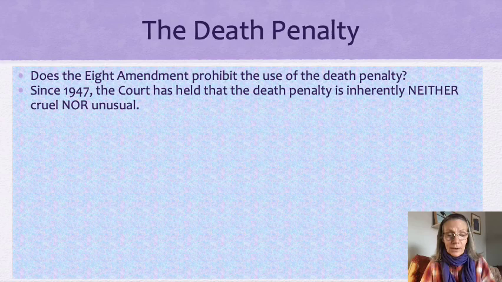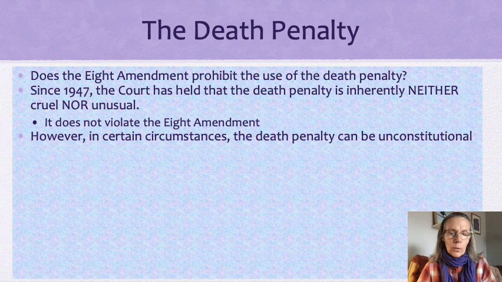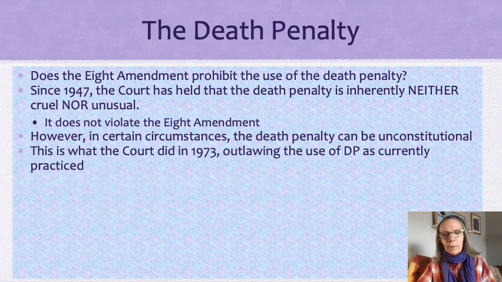Since the court has started hearing cases about the constitutionality of the death penalty, they've been consistent in ruling that the death penalty is inherently neither cruel nor unusual. In other words, it does not violate the Eighth Amendment. However, what the court has said is that in certain circumstances, the death penalty can be unconstitutional. And that is what brings us to that date of 1973.